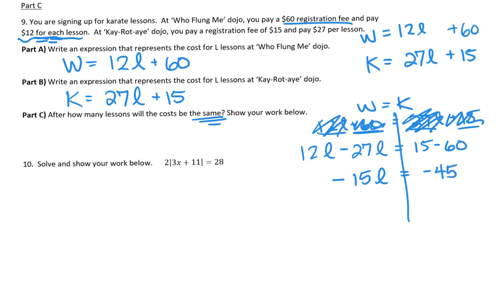Cool. And the last step would have us divide by negative 15. So we want to figure out what L is by itself. Hey, if this were an inequality, I'd be flipping my symbol right now. But it's not. Negative divided by a negative is a positive, and 45 divided by 15 is a 3. So if I took 3 lessons, it wouldn't matter which dojo I went to. They're the same amount. They would cost the same. Now, after 3 lessons, I'm thinking that the Who Flung Me is going to be cheaper. So they're the same at 3 lessons.